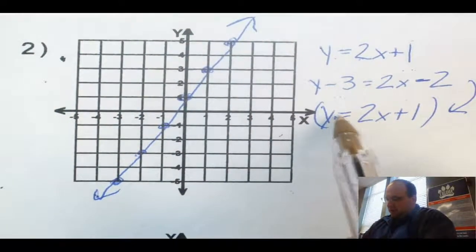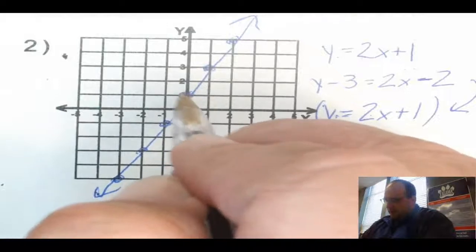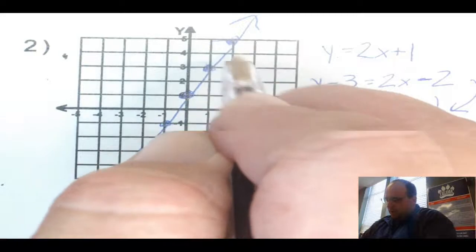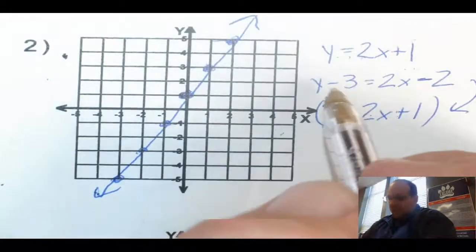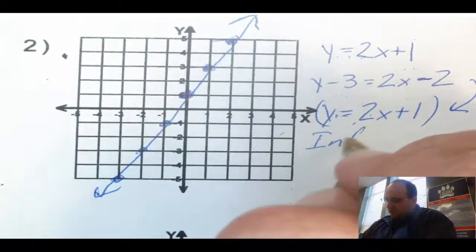Now I'm going to graph this one, y equals 2x plus 1. So I'm going to go to the positive 1 again. I'm going to go up 2 and right 1, up 2, right 1. I noticed something. These would be the same exact line. So this is an example of an infinite solution.